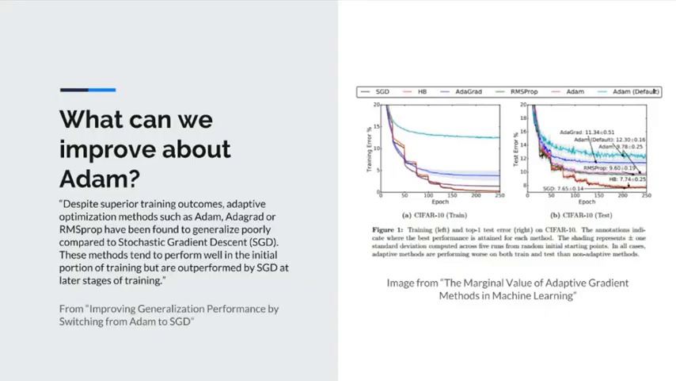So what can we improve about Adam in practice? Perhaps the most significant shortcoming of Adam is highlighted in the paper, Improving Generalization Performance by Switching from Adam to SGD, which says, despite superior training outcomes, adaptive optimization methods such as Adam, Adagrad, or RMSProp have been found to generalize poorly compared to stochastic gradient descent. These methods tend to perform well in the initial portion of training, but are outperformed by stochastic gradient descent at later stages of training. And you can see a plot here on the right from The Marginal Value of Adaptive Gradient Methods in Machine Learning, which shows this to be true.